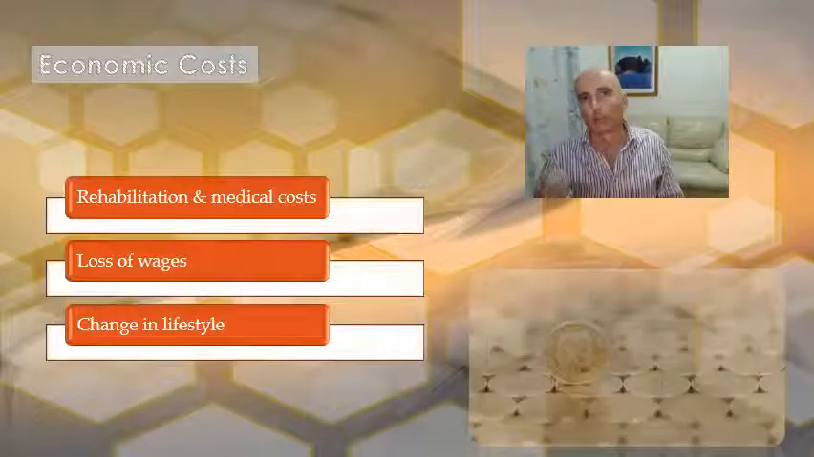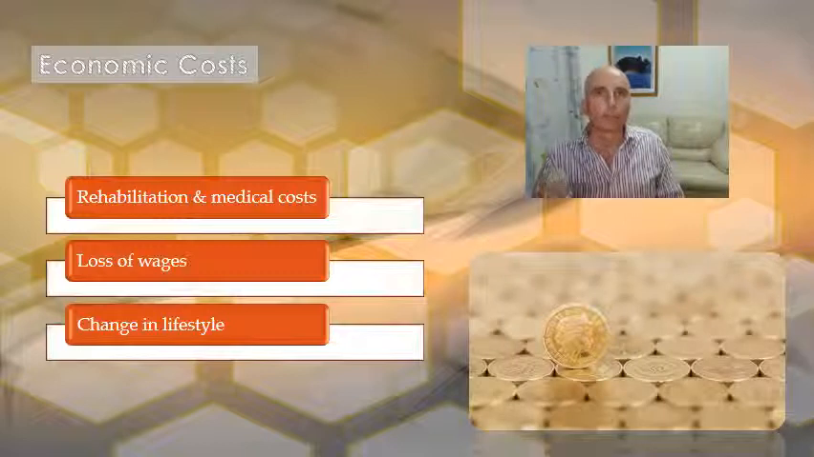The economic costs are next. So you look at the rehabilitation and the medical costs to get better, the loss of wages at a short or long term, and also it might change your lifestyle if you've had a major accident in a kitchen or in hospitality. Did you know every year workplace injuries and deaths cost Australia $2 billion, and most of them could be avoided by following the rules?